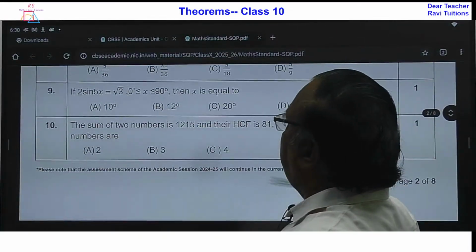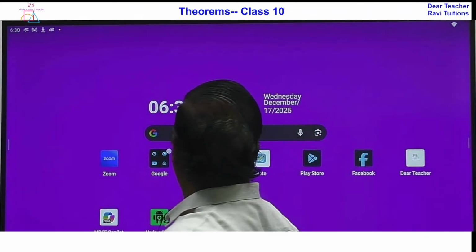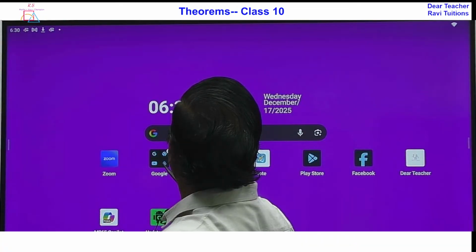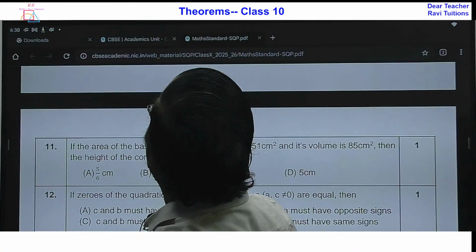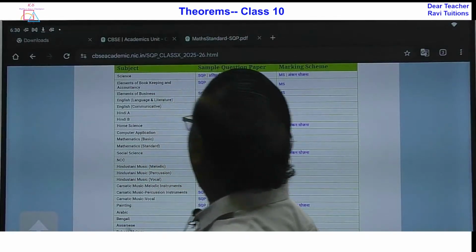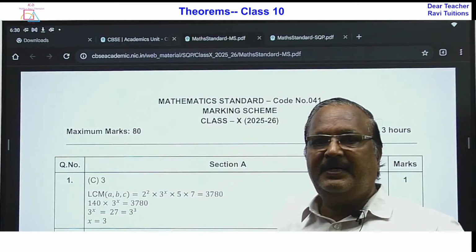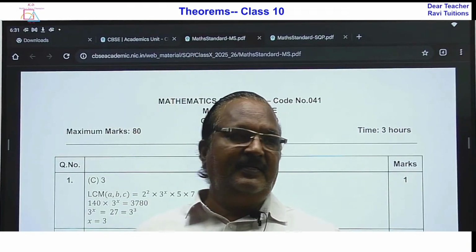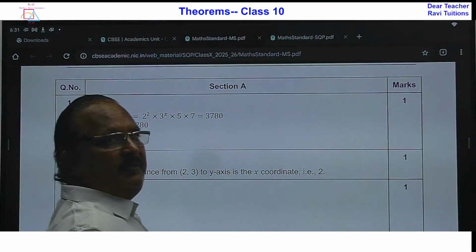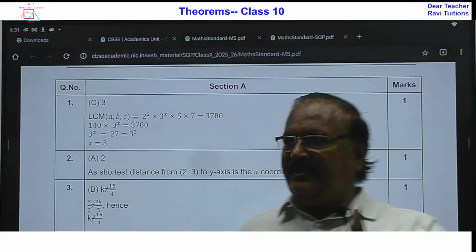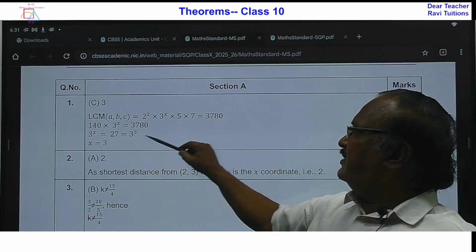Okay. So at the same time, I will go to one more thing. I will open the marking scheme also. You just go through the marking scheme and see how it is there. The marking scheme is given. Question number 1, directly, because for all MCQs they see only the answer. So here the answer is 3.